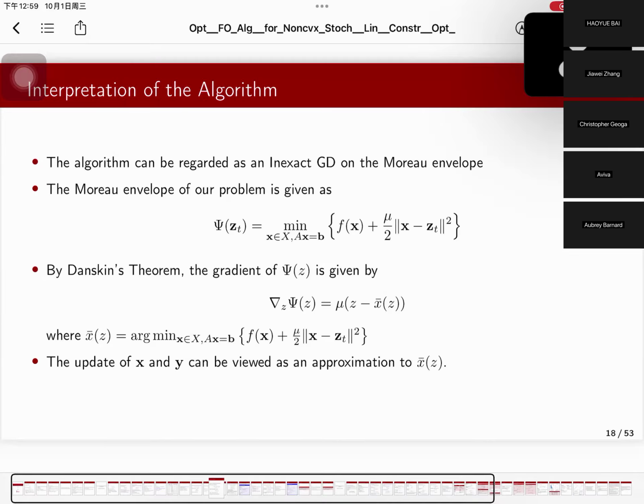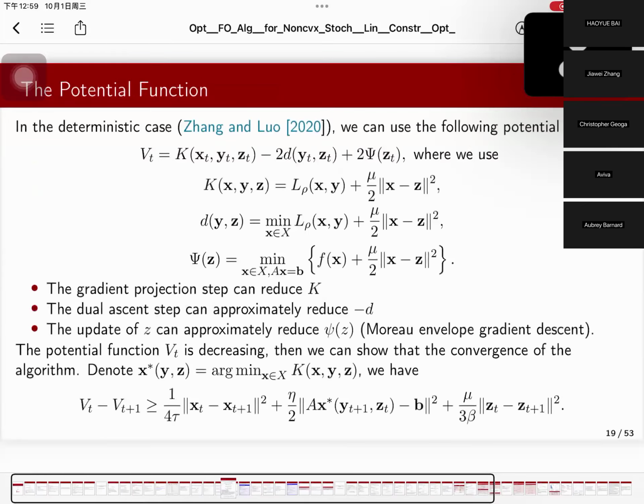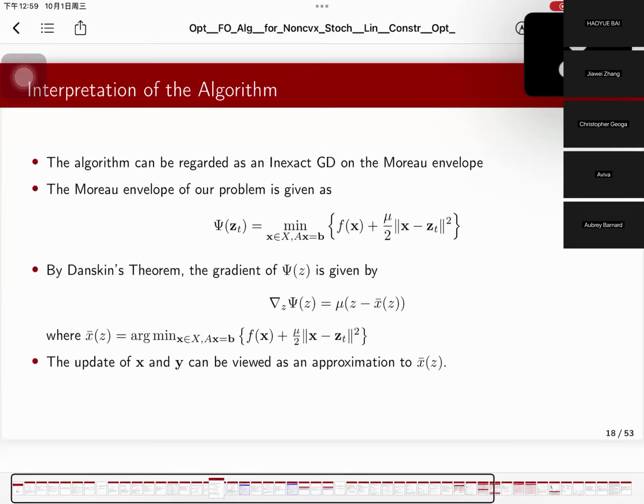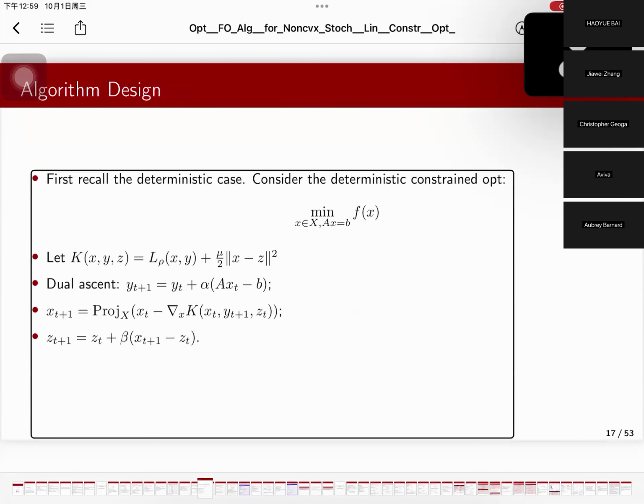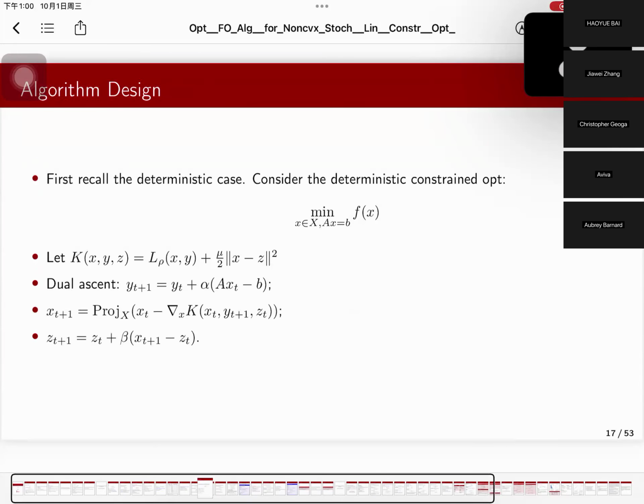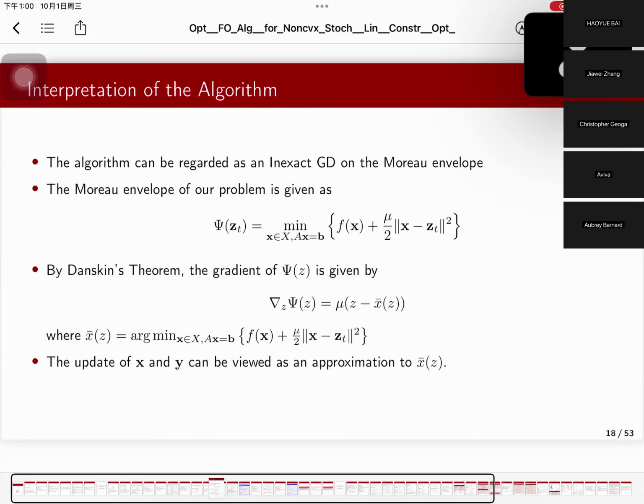Notice that in the previous slide, we have this primal dual step. This can be viewed as an approximation to the solution x bar of z. So overall, this framework is an approximate gradient descent on the Moreau envelope.